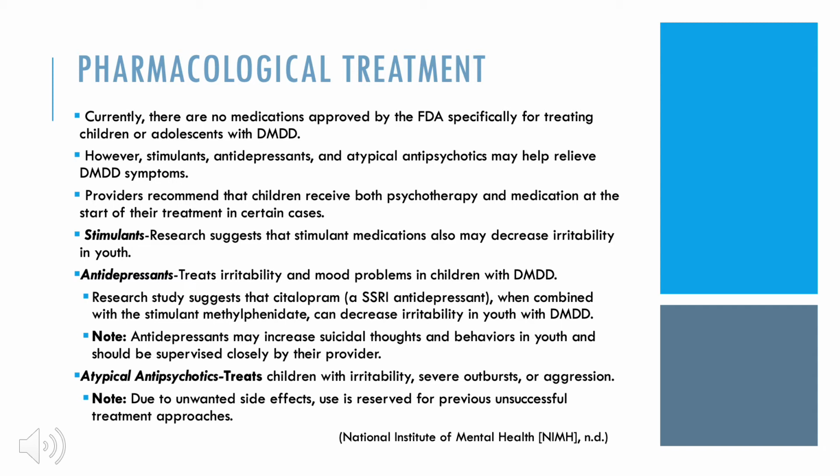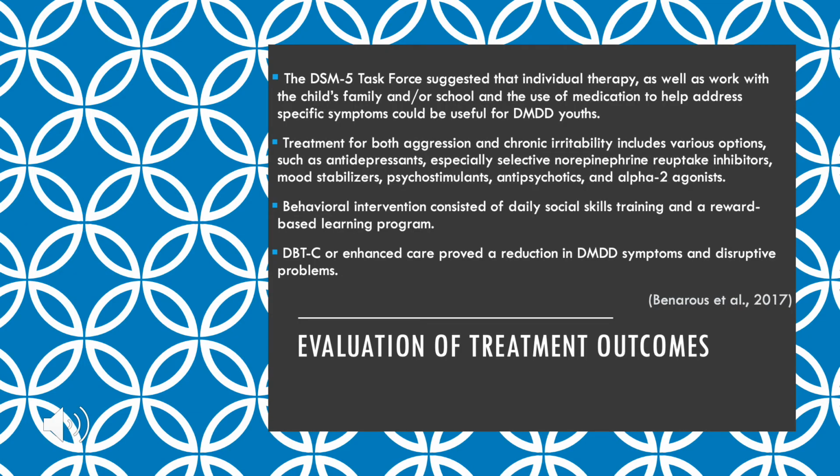Atypical antipsychotics treat children with irritability, severe outbursts, and aggression. Note, due to unwanted side effects, use is reserved for previous unsuccessful treatment approaches only. Evaluation of treatment outcomes. The DSM-5 task force suggests that individual therapy, in addition to working with the child's family and/or school, and the use of medication to assist in addressing specific symptoms, could be useful for DMDD youths.